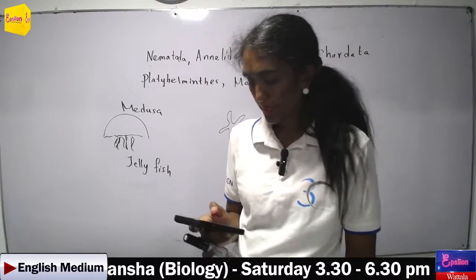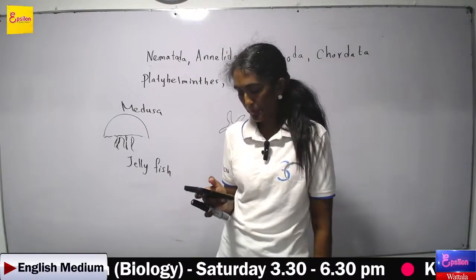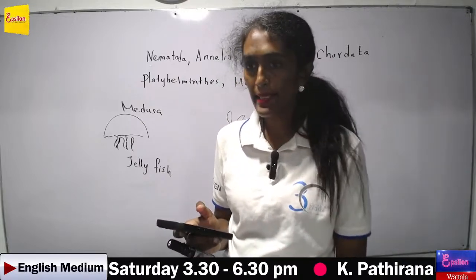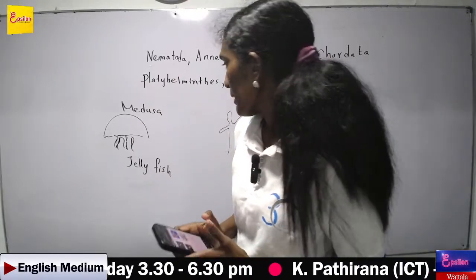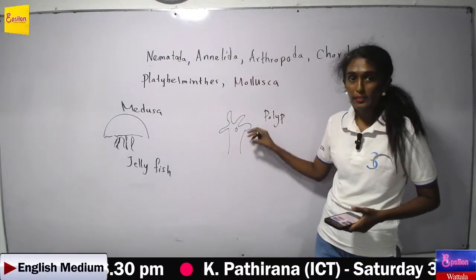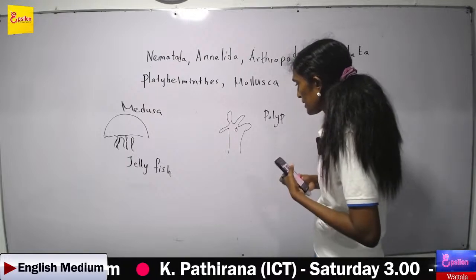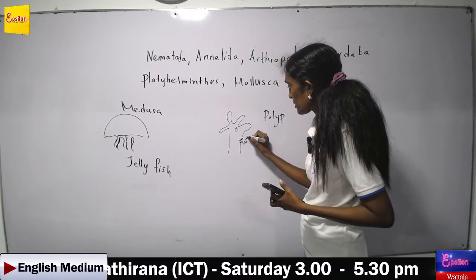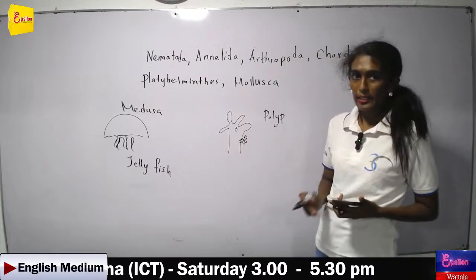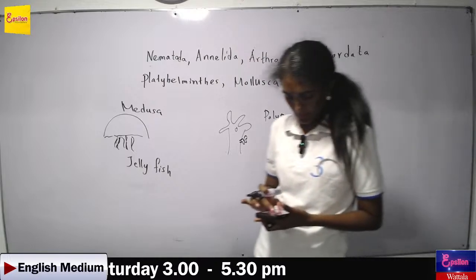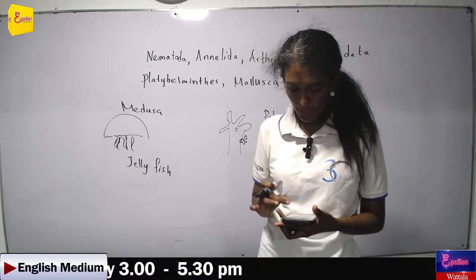I'm coming back to the description there. It says they reproduce sexually as well as asexually. One of the asexual methods of reproduction of hydra is budding, having a small fringe-like structure here, and it is developing into a small hydra. You can pinch and remove. That is the asexual reproduction method.